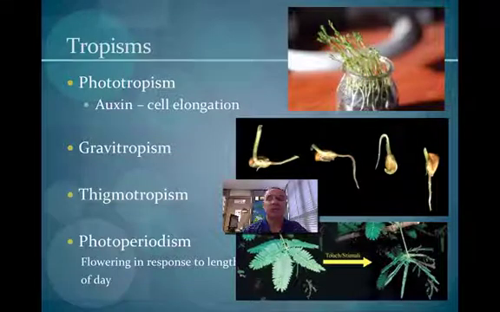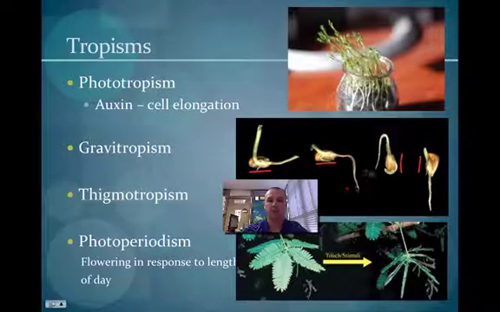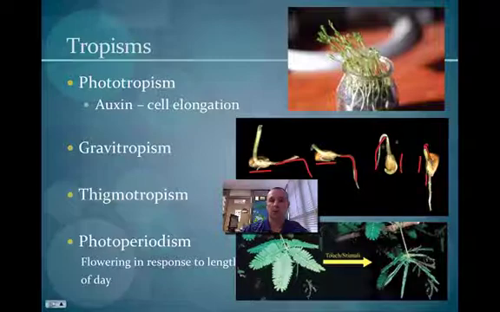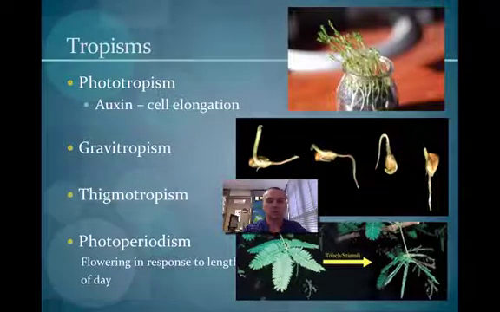Gravity tropism is a plant's response to gravity. No matter which way you plant a seed, such as over here to the right, no matter how you lay the seed, up and down or whatever, the roots will always grow down and the shoot will always grow up. It does this by gravity tropism. The seed knows which way is up and which way is down.